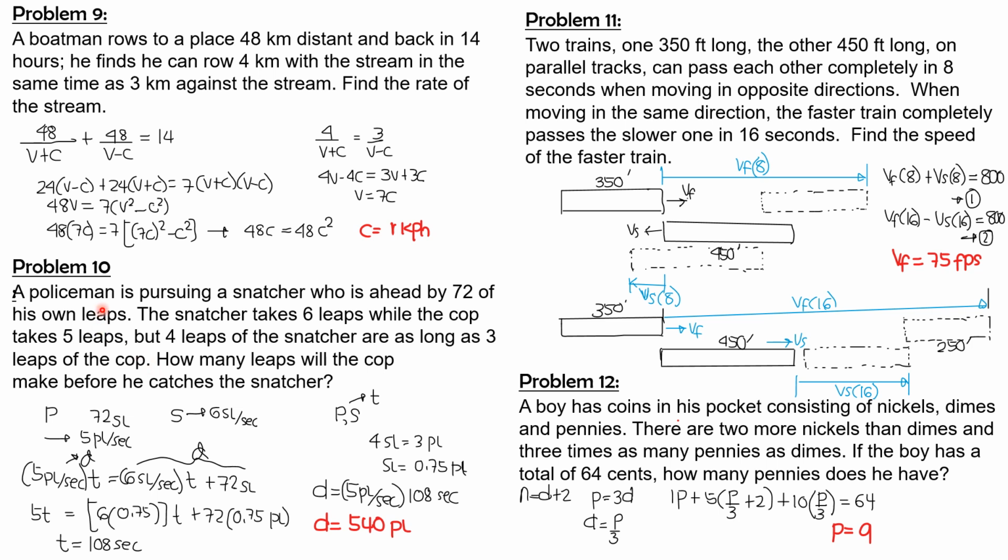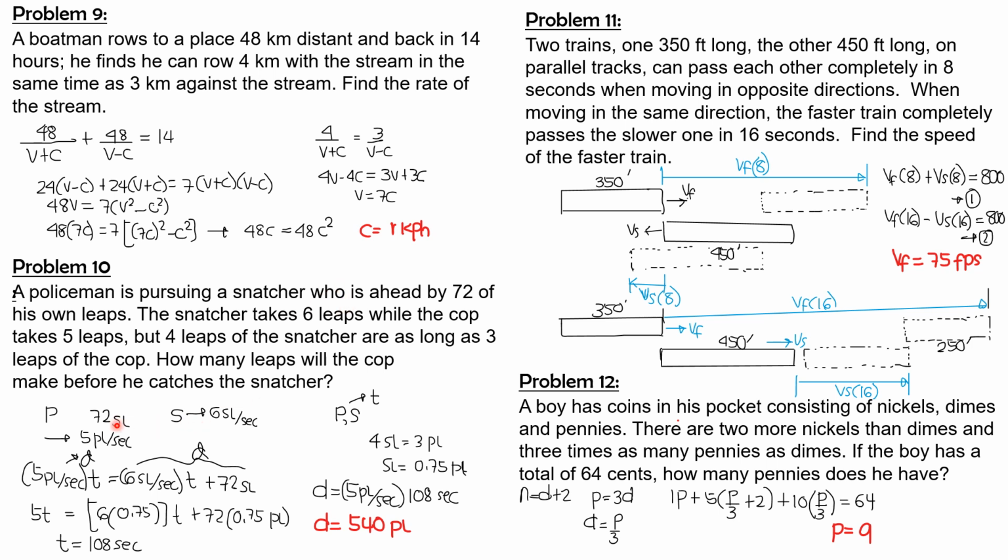Problem 10. A policeman is pursuing a snatcher who is ahead by 72 of his own leaps. The snatcher takes 6 leaps while the cop takes 5 leaps, but 4 leaps of the snatcher are as long as 3 leaps of the cop. How many leaps will the cop take before he catches the snatcher? This is similar to a board exam somewhere in November 2018.